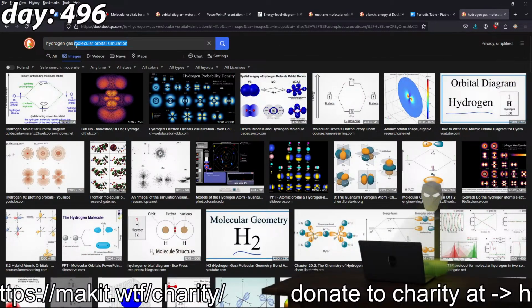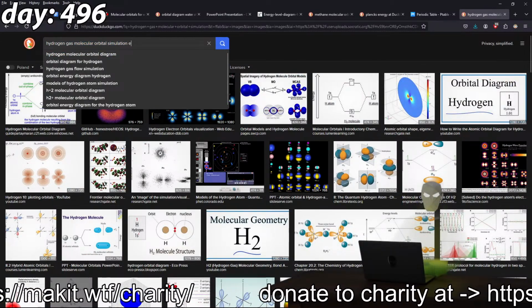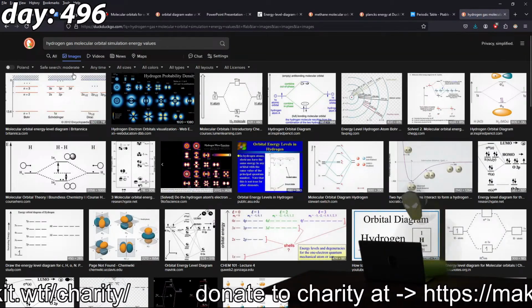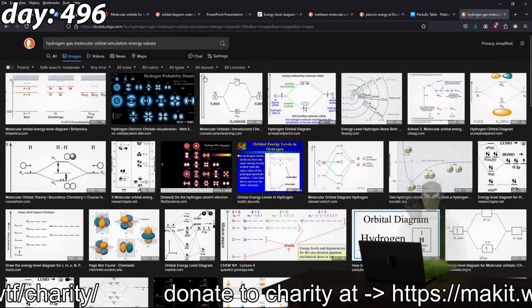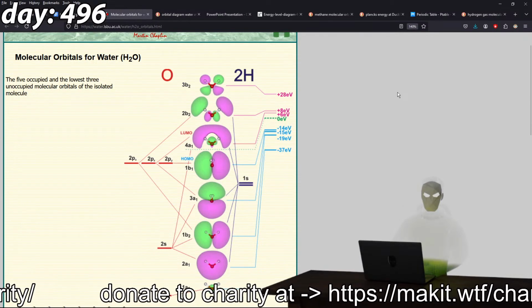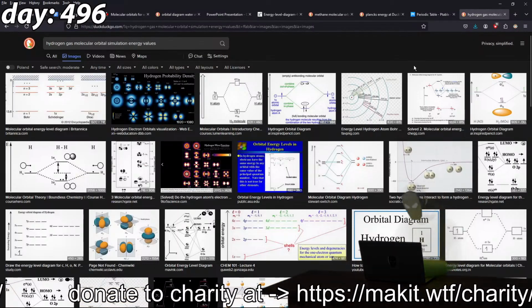Oh boy, hydrogen gas molecular orbital simulation energy values. In electron volts. I mean, this is energy, right? I'm not looking up energy volts. That's charge times voltage. Energy.